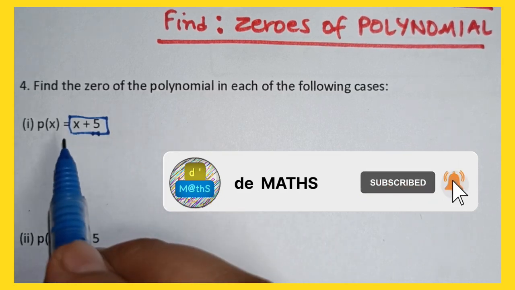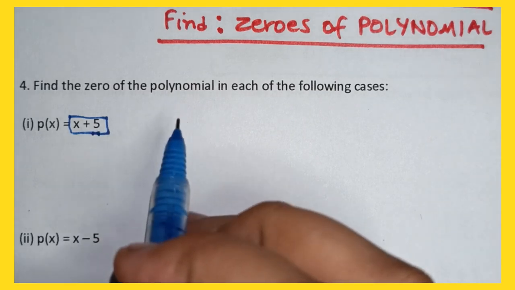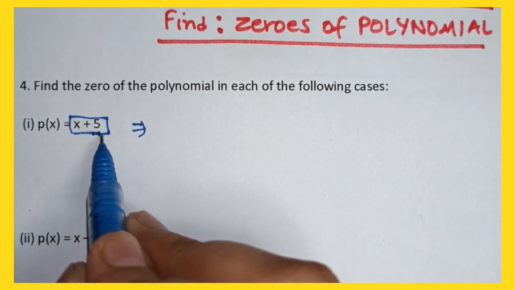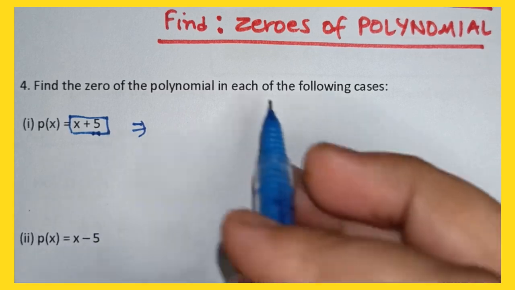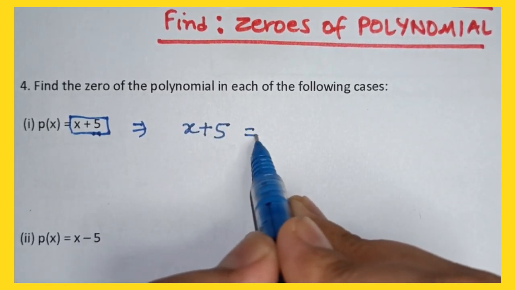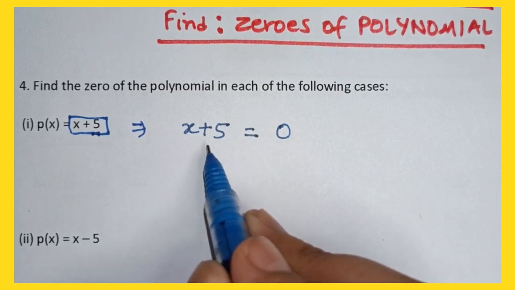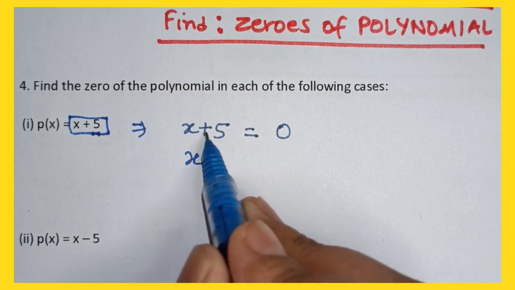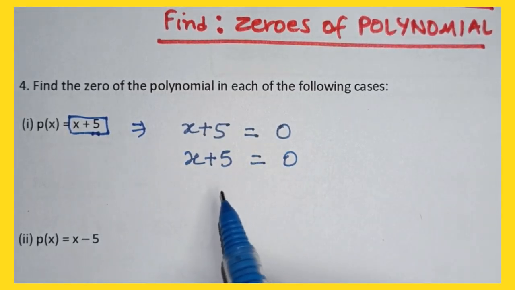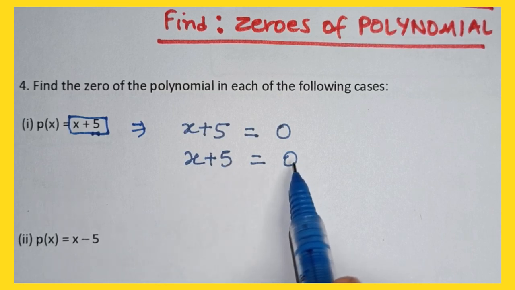So what is the method of finding that number? The method is very simple. You have to equate your polynomial with 0. So you will write x plus 5 is equal to 0. Now what will you do? You just subtract 5 on both sides.